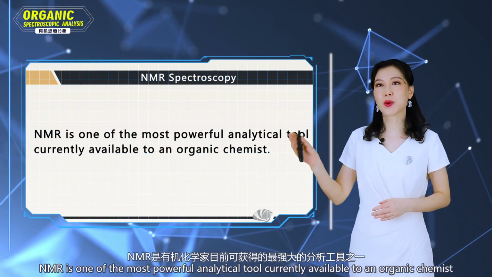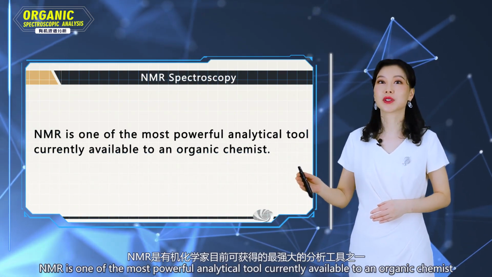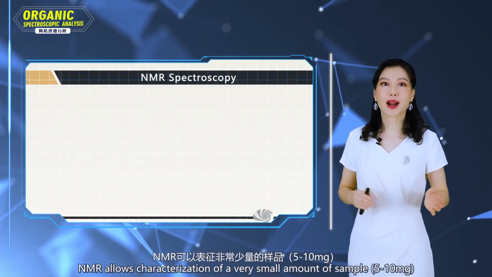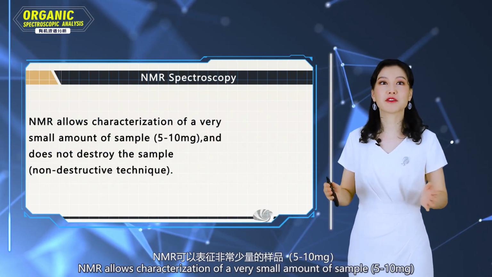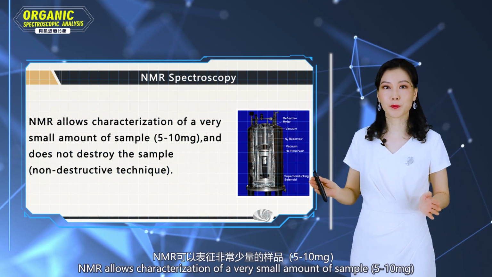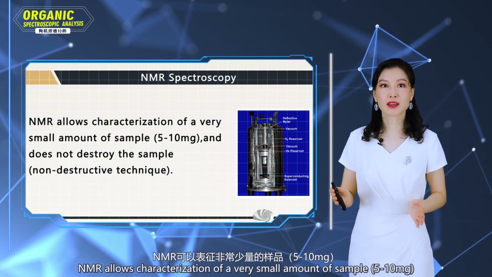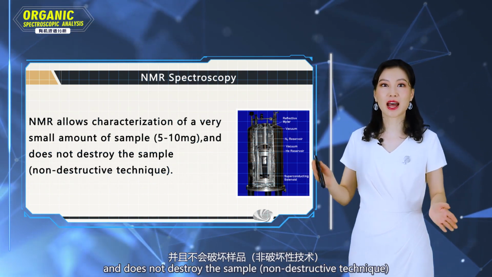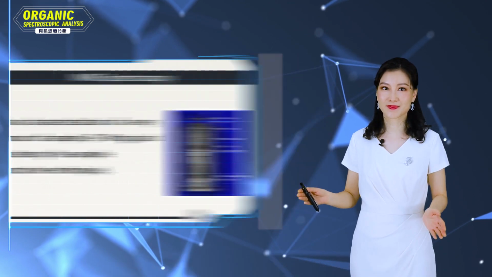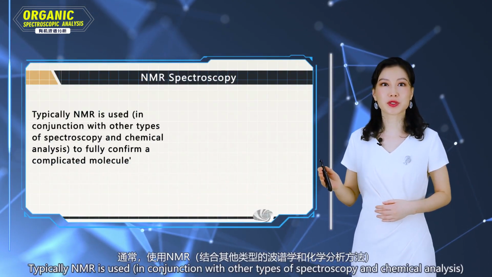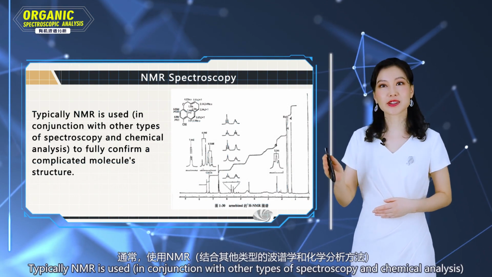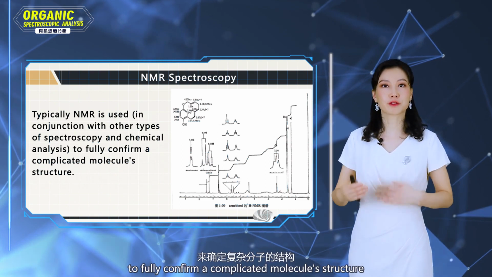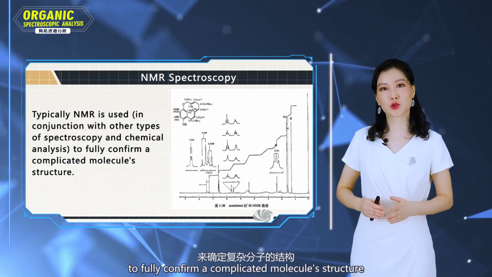NMR is one of the most powerful analytical tools currently available to an organic chemist. NMR allows characterization of a very small amount of sample, from 5 to 10 milligrams, and does not destroy the sample, so it's a non-destructive technique. Typically, NMR is used in conjunction with other types of spectroscopy and chemical analysis to fully confirm a complicated molecular structure.